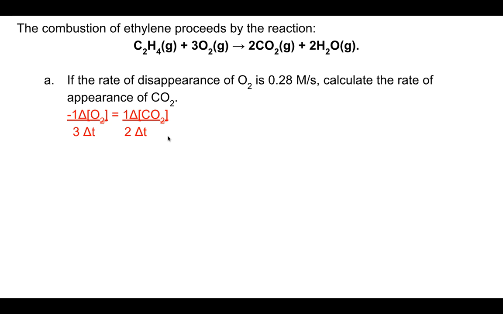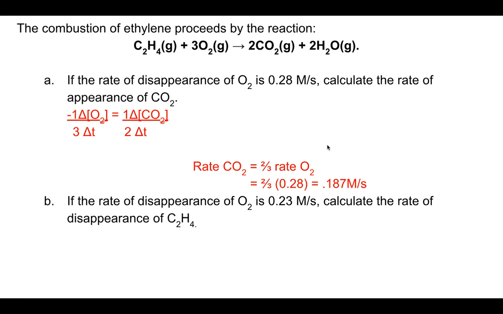Now what I'm looking for is the CO2. This whole piece here is the rate of CO2, so I need to get it by itself. To do that, I'm going to multiply by 2. What I end up with is that the rate of CO2 is equal to 2/3 the rate of oxygen. And I'm given that oxygen rate, so I'm just going to take 2/3 of 0.28, and that gives me 0.187 molar per second.